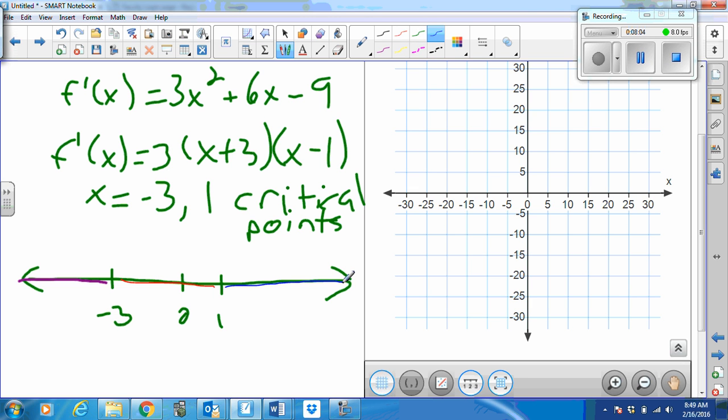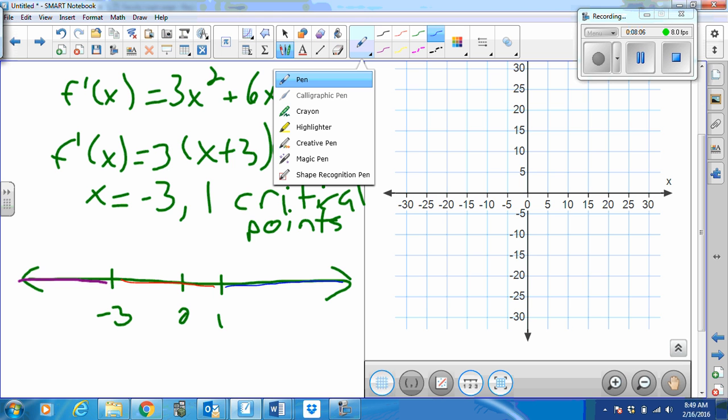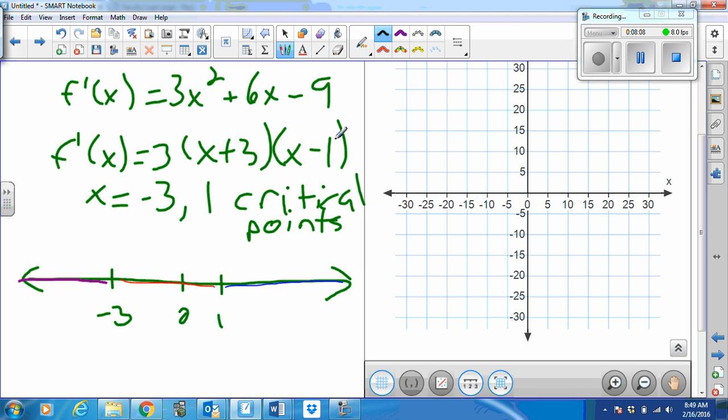And I'll even put a little smiley face to show where these critical values are. I want a smiley face, critical value, critical value. Hold on, I want a normal pen now.